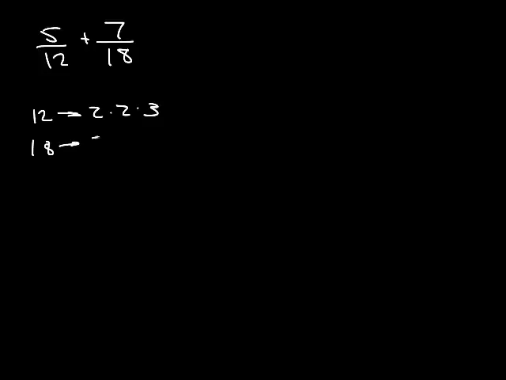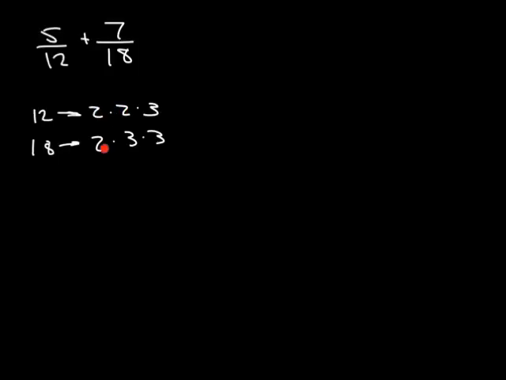So let's look at adding some of these things. Let's say I'm trying to add 5 over 12 to 7 over 18. I'm going to find the least common denominator because I can't add these unless my denominators are the same. So my 12's prime factors are 2 times 2 times 3. My 18's prime factors are 2 times 3 times 3. And I think we did this one before.